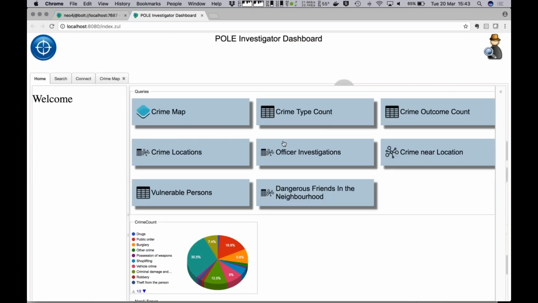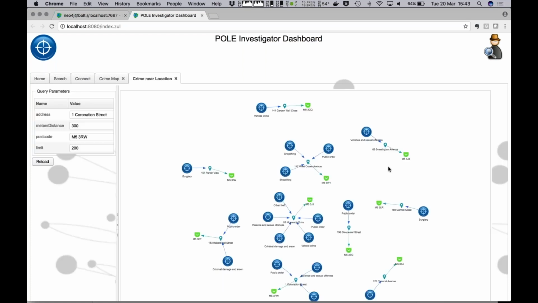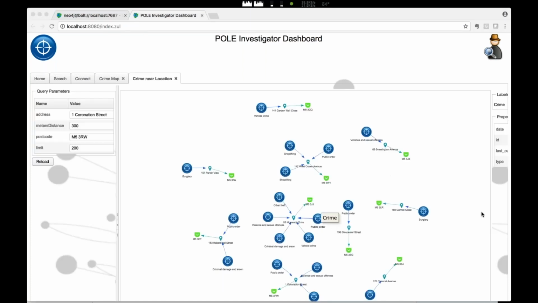It's got a lot of the reports that we looked at already. So it's got officer investigations, which we saw. There's crimes near locations. So this is our Coronation Street example. You can see on the left where we've got query parameters. We're looking for crimes within 300 meters of the Coronation Street address.